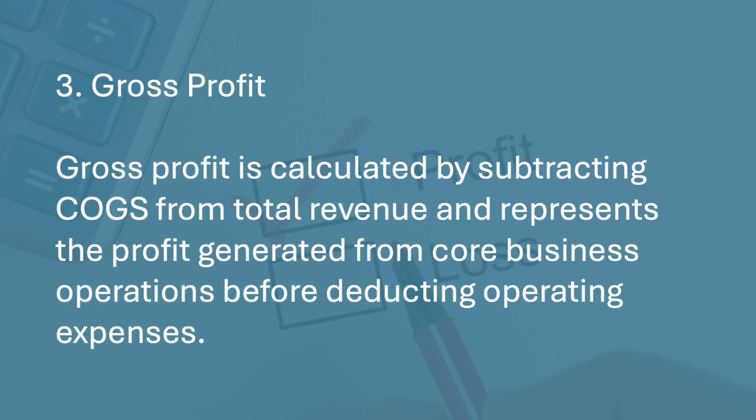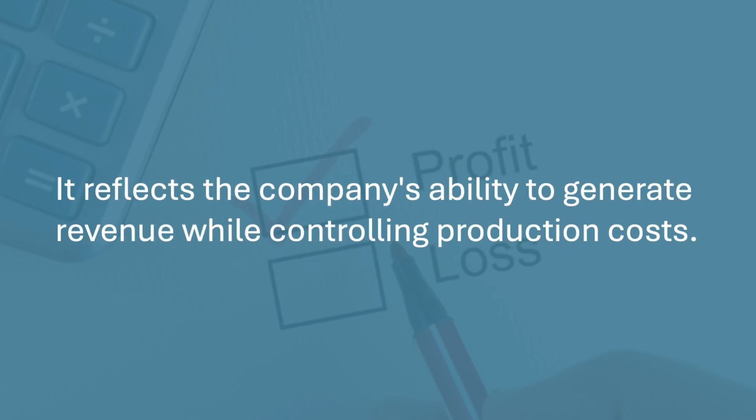3. Gross profit. Gross profit is calculated by subtracting COGS from total revenue and represents the profit generated from core business operations before deducting operating expenses. It reflects the company's ability to generate revenue while controlling production costs.